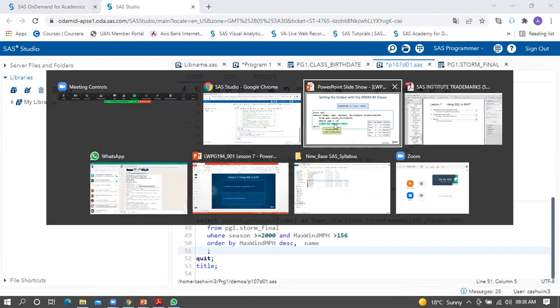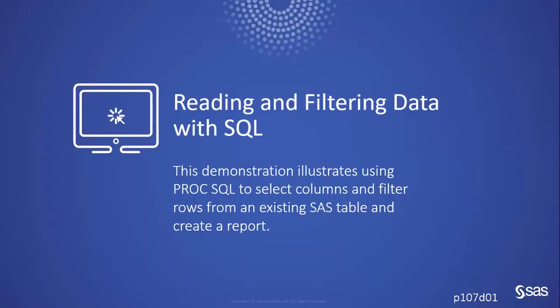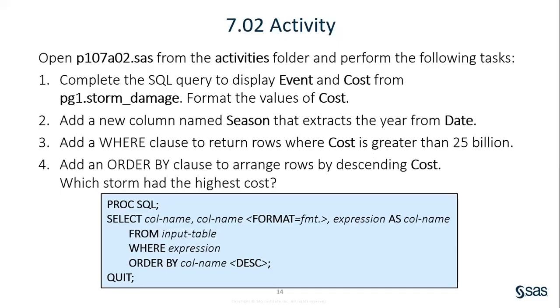So with this demo, it's followed with an activity. Open this activity A02. Complete the SQL query to display event and cost from pg1.storm damage. Format the values of cost, because it's a currency, so use a format accordingly, which we know, dollar or euro. Use dollar only. Add a new column named season that extracts the year from date. Add a where clause to return rows where cost is greater than 25 billion.